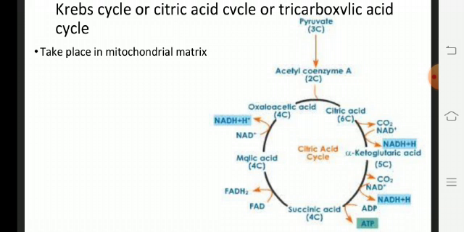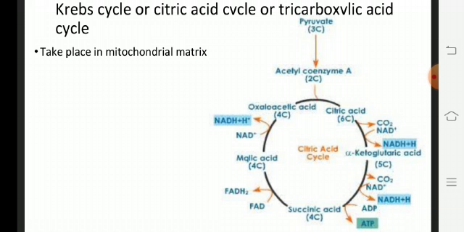Here also dehydrogenation takes place. The hydrogen molecules are accepted by FAD, and it will be reduced to FADH2. FAD means flavin adenine dinucleotide. This malic acid is converted into oxaloacetic acid. Here also the dehydrogenation process takes place, the removal of hydrogen. Those hydrogen molecules are accepted by NAD and it will be reduced to NADH2.